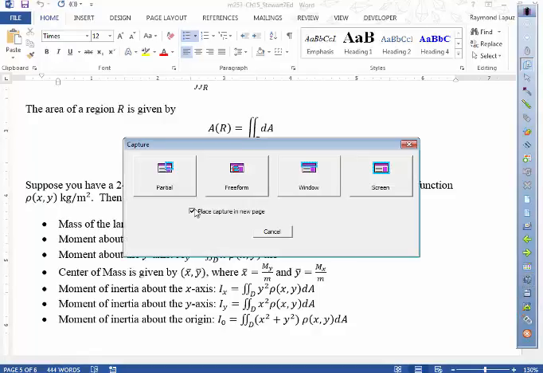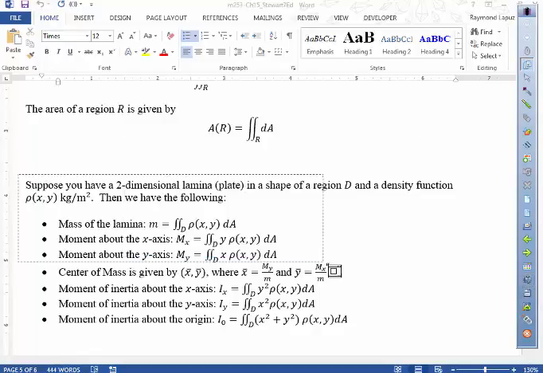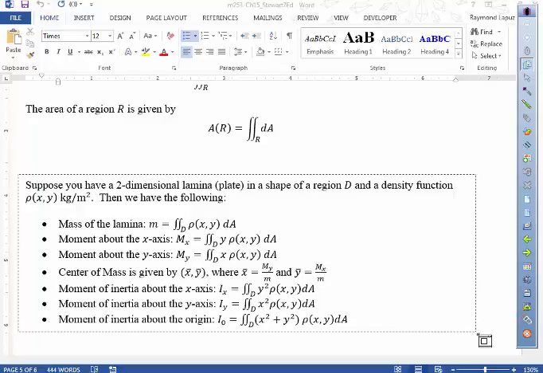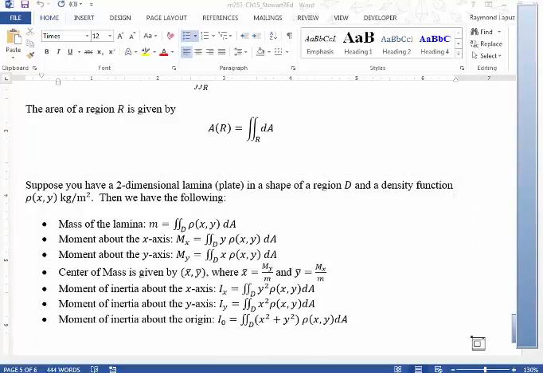Yeah. Here are a whole bunch of formulas.